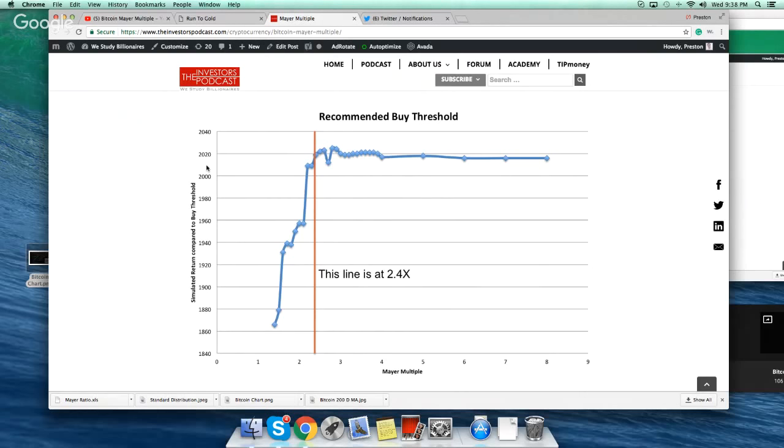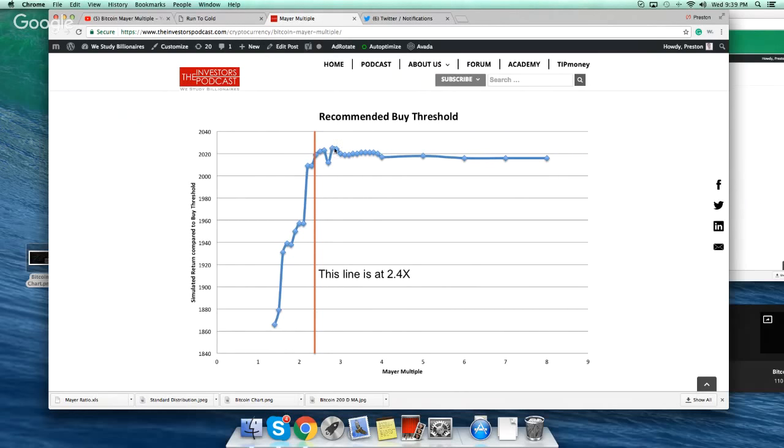I completed this analysis on the 29th of November, 2017. So how many Bitcoins would a person have if they were only buying below a 2.4x? The number came out to be 2,020 Bitcoins. That's what this number represents here. And so you can see you don't get any better results. In fact, you actually get worse results if you buy at a multiple above a 2.4.